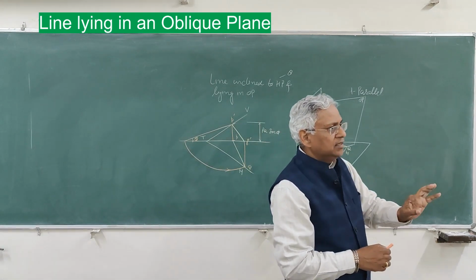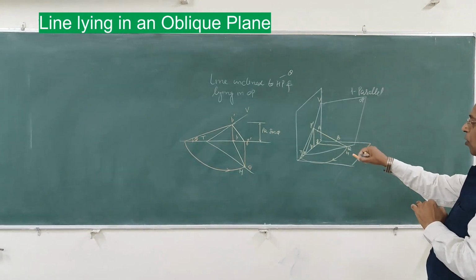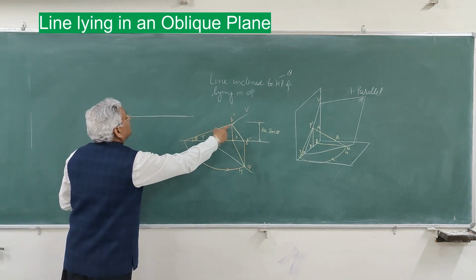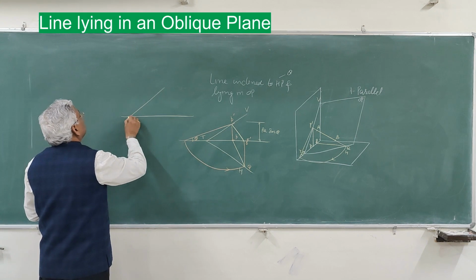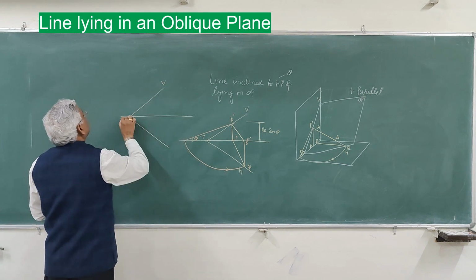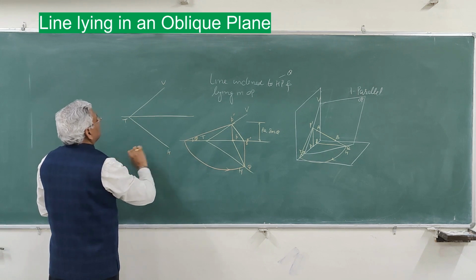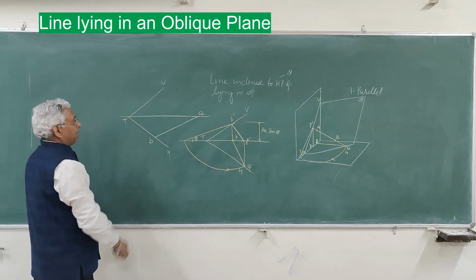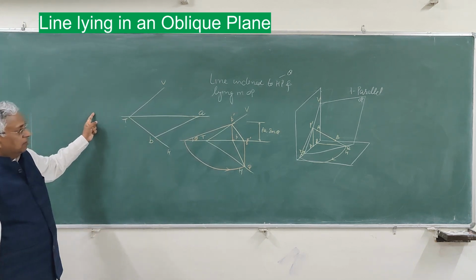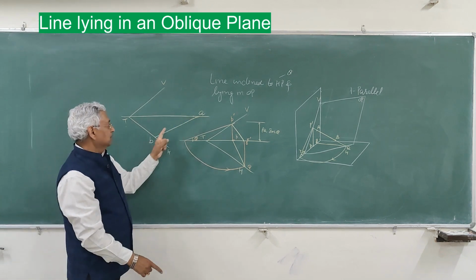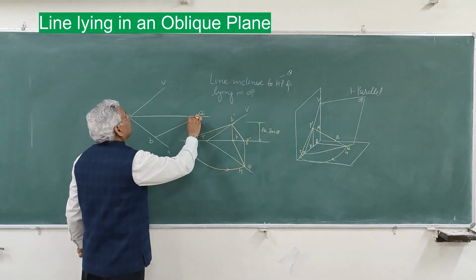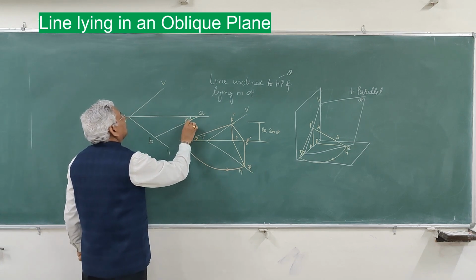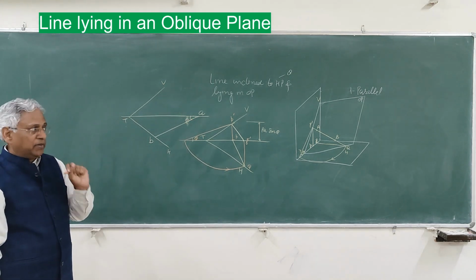Similarly, you can do when the line is inclined to the vertical plane and lying in the oblique plane. So in that case, rather than drawing in the vertical plane, you can draw the line in the horizontal plane. So this is the vertical trace and horizontal trace. You draw a line here, you can draw any side, AB. You can draw here also. Condition is that one end should be on the ground line, and this angle is phi, the true angle made by the line with the vertical plane.